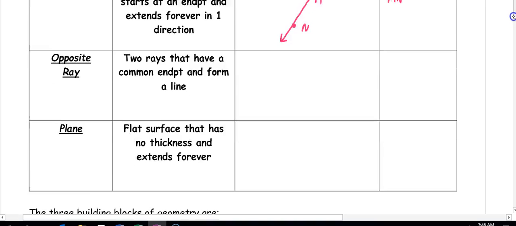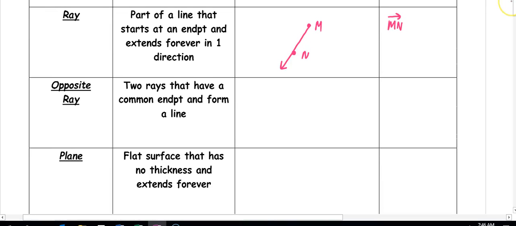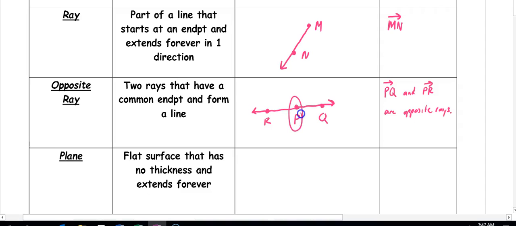Then opposite rays are 2 rays that have a common endpoint and they form a line. So if our common endpoint is P, we're going to have one ray going this way that can be with a Q and the other one with an R. So we would say that PQ and PR are opposite rays. Notice that P has to come first in both names because P is the endpoint for both of our rays.